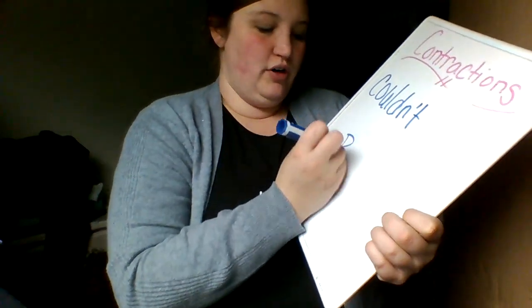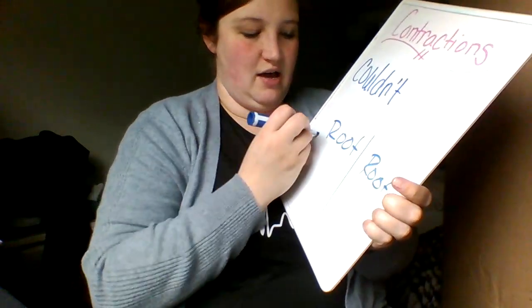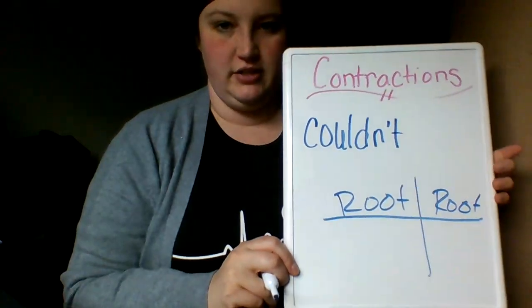Okay, so now what I'm going to do, give me a second to erase my board. I want to show you what you're going to have to do for your follow-up. Okay, so your follow-up gives you the contraction. We'll practice with the word couldn't. Your follow-up will have the word couldn't written on it. And then it will have two boxes next to it, and this will say contraction, and then you'll have root word and root word. So we have to figure out the two words that make up the word couldn't.